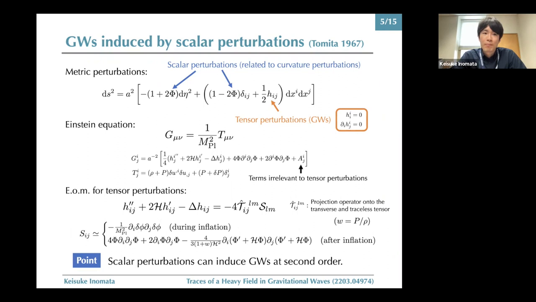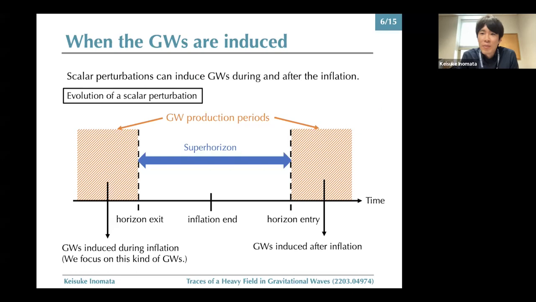Okay, so now let me explain when this kind of gravitational waves are induced. Scalar perturbations can induce gravitational waves during and after the inflation. This picture shows the evolution of the scalar perturbation. At first, scalar perturbations are inside the horizon. At some point, the scalar perturbation exits the horizon, and at some point, inflation ends, and after a while, the scalar perturbation re-enters the horizon. Gravitational waves can be produced before or around the horizon exit and after or around the horizon entry.